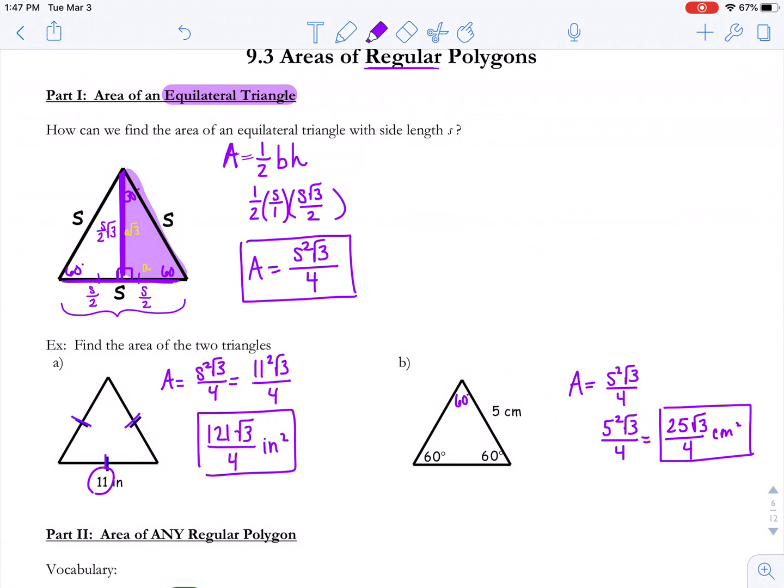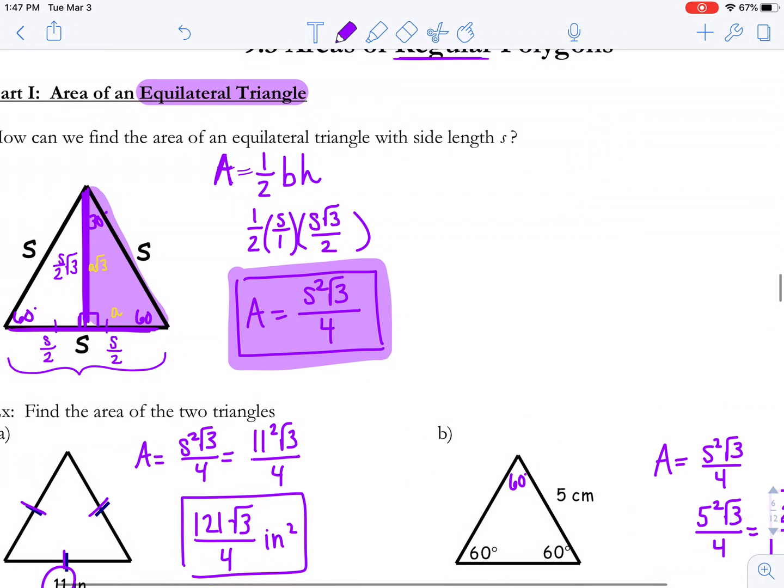So as far as our formulas go, all the formulas that we've been memorizing this chapter, here's another formula we can use, but this one only works for equilateral triangles.